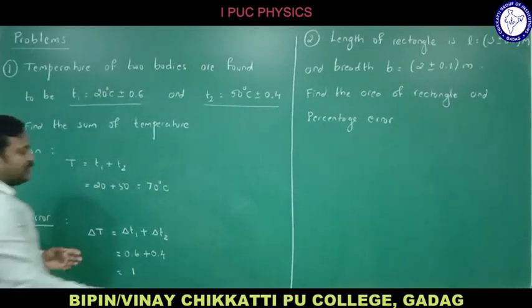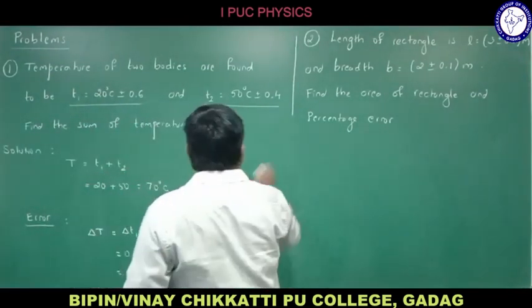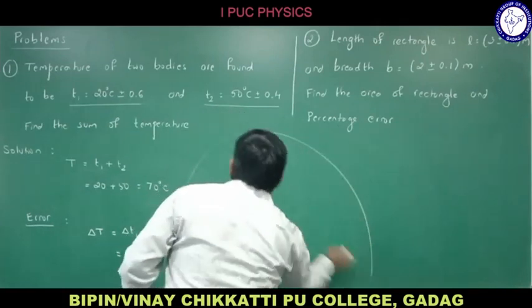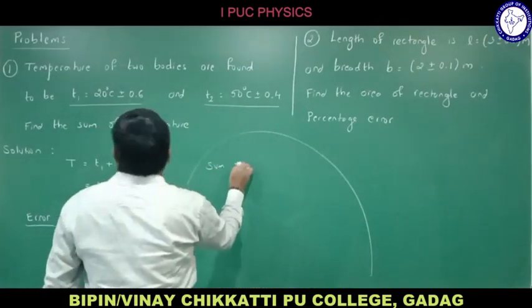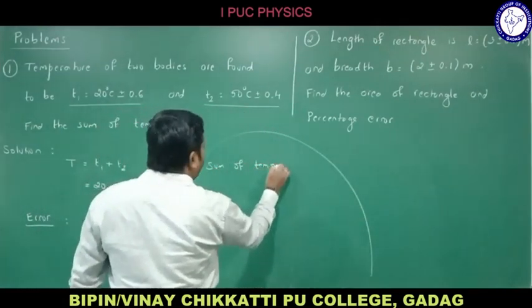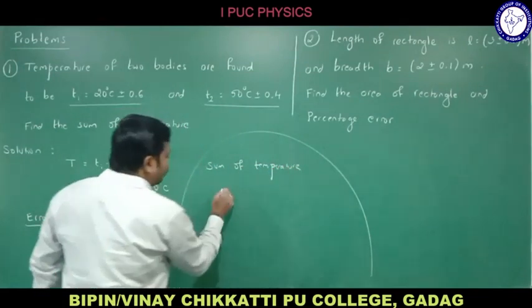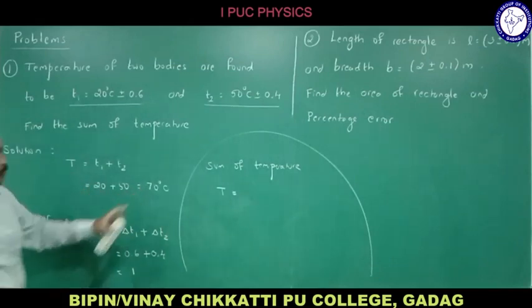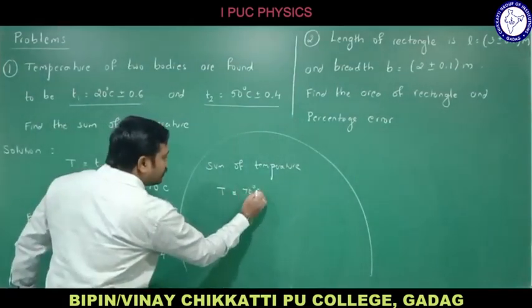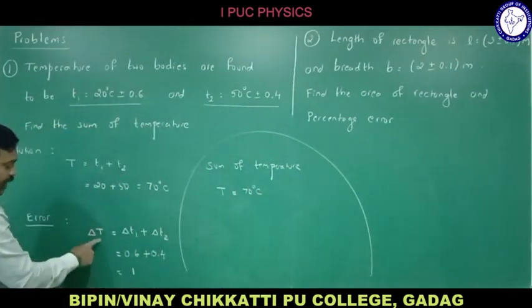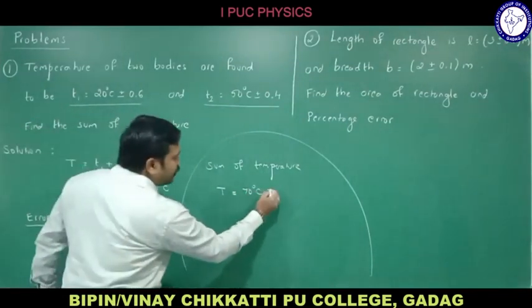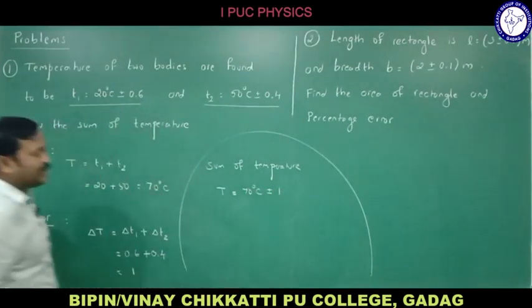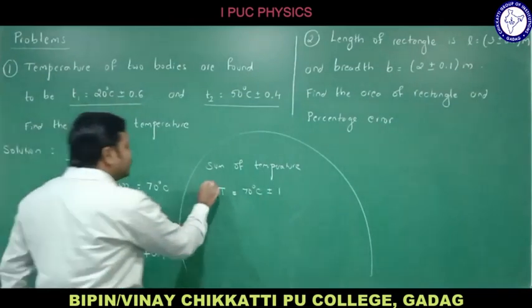Now, what is the total sum of temperature? The question asks to calculate the sum of temperature. T is equal to, first, without error. So without error, how much is it now here? 70 degrees Celsius. With error, we get the absolute error. What is that now here? 1. So let me take plus or minus 1. So this is the answer.